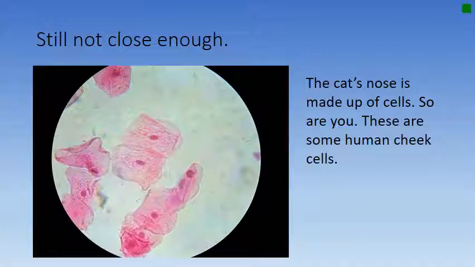Your cells are numerous and varied in appearance. For example, this picture shows what human cheek cells look like under the microscope. You could recreate this image with your own cheek cells if you swabbed the inside of your mouth, wiped the swab onto a slide, and put it under one of our microscopes.